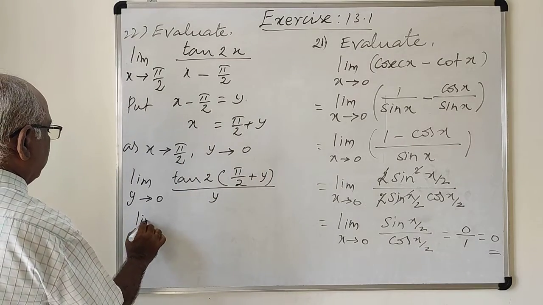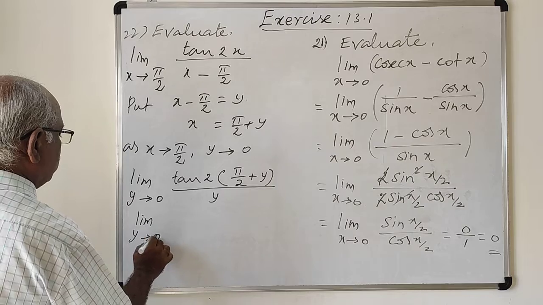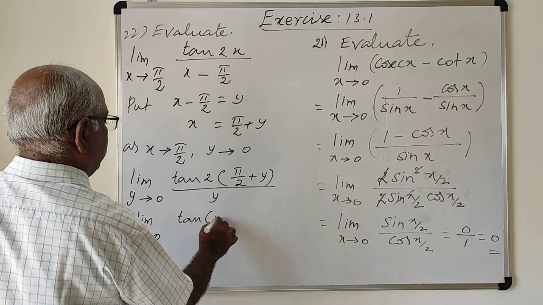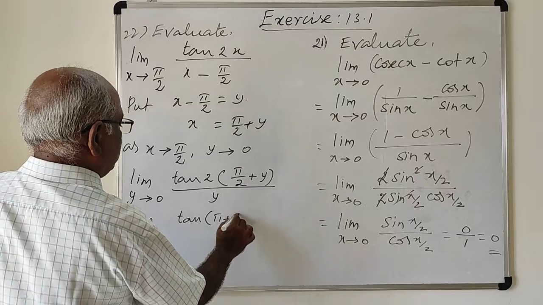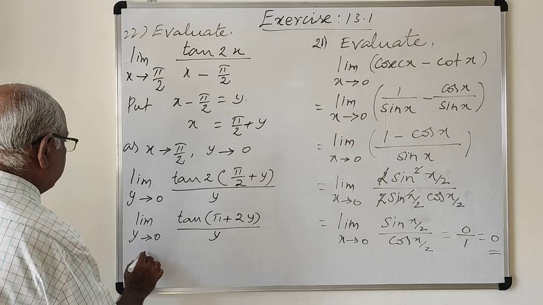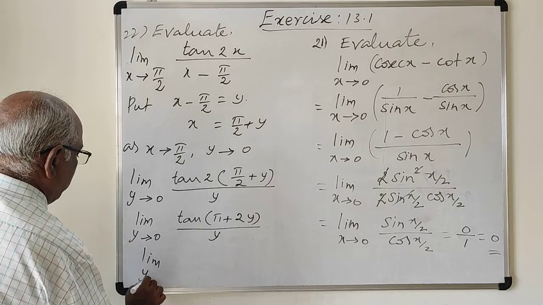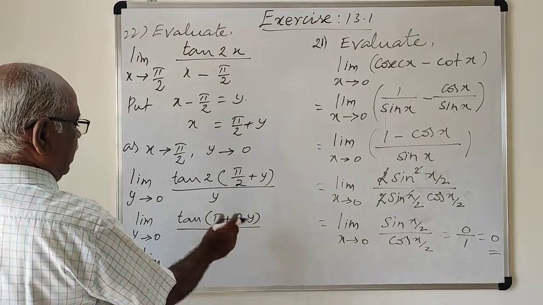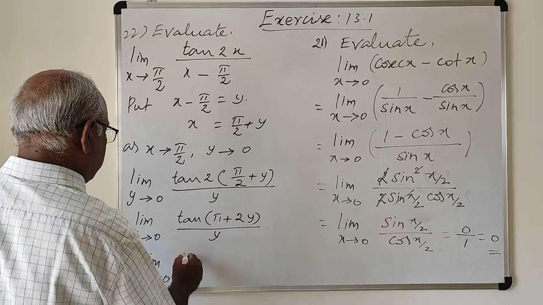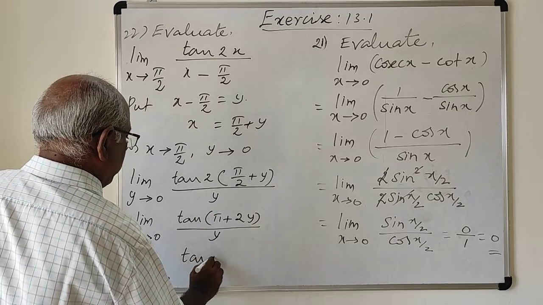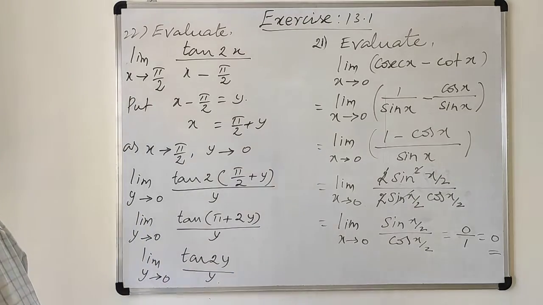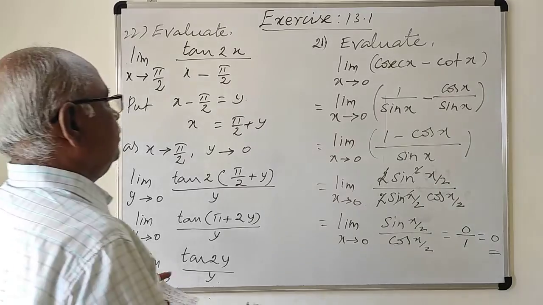That is limit y tends to 0 tan of 2 into pi by 2, which is pi, plus 2 into y, which is 2y, divided by y. That is limit y tends to 0 tan of 180 plus theta. Third quadrant, tan is positive, and 180 does not change the ratio. Therefore, tan 2y by y.